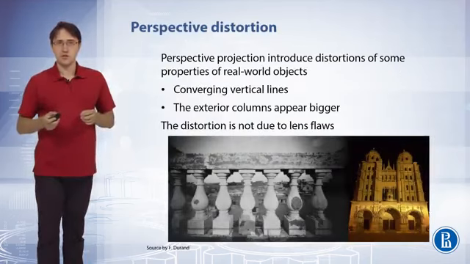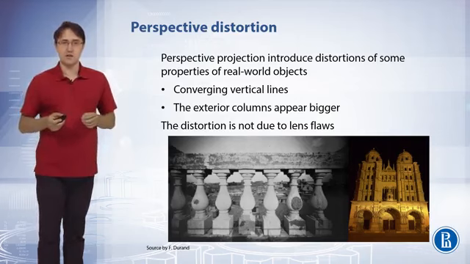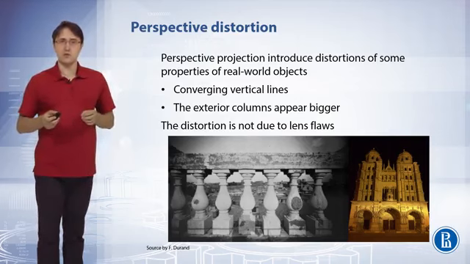During this perspective projection, distortions of some properties of real-world objects are introduced. For example, the vertical lines are converging instead of being parallel. The exterior columns in a row of the same columns appear larger. Such distortions come not from flaws of our optical system, but are inherent properties of perspective projection. This problem was first pointed out by Leonardo da Vinci himself.